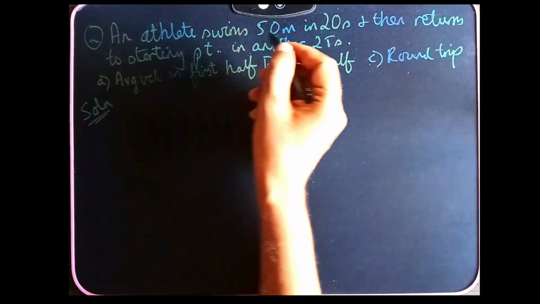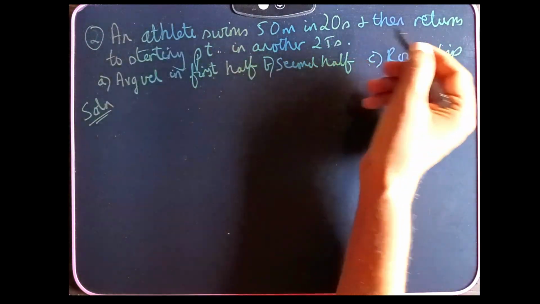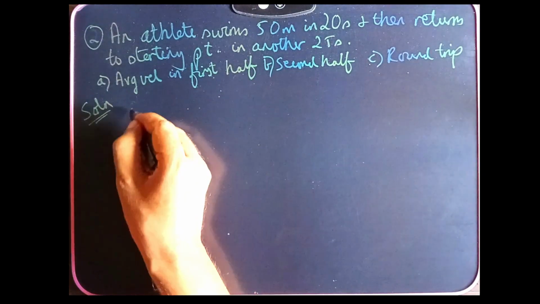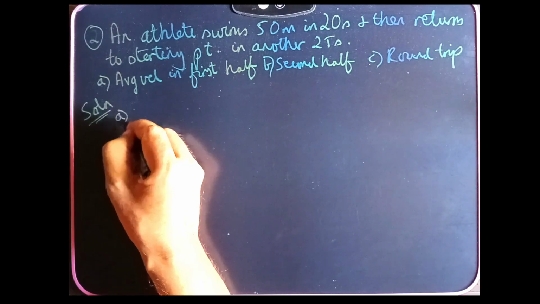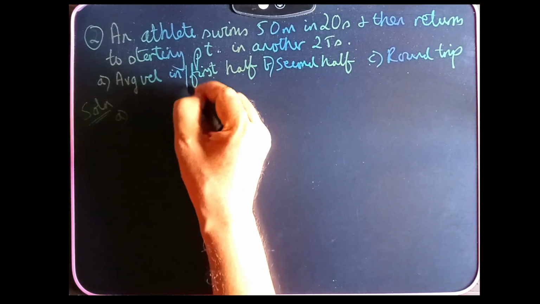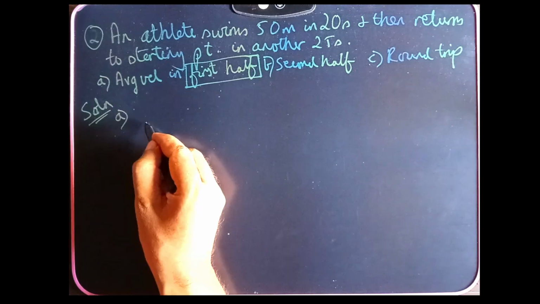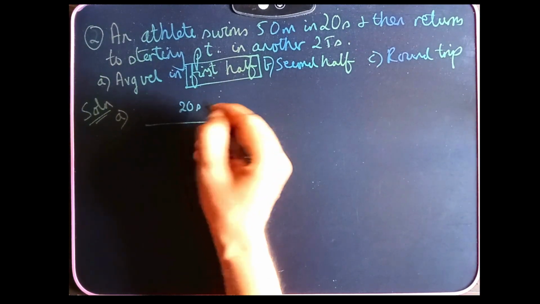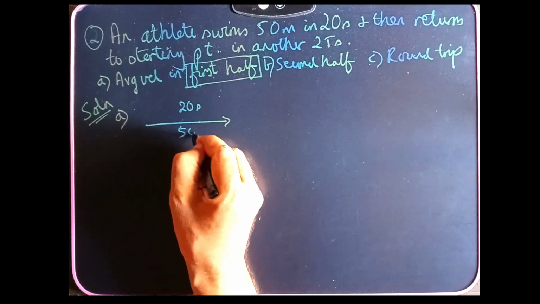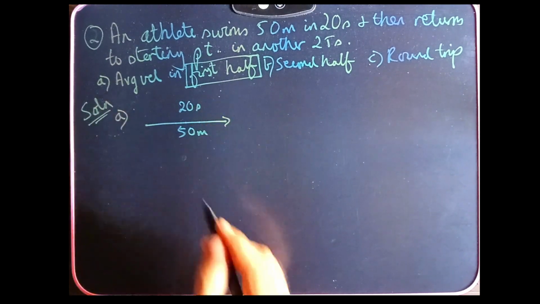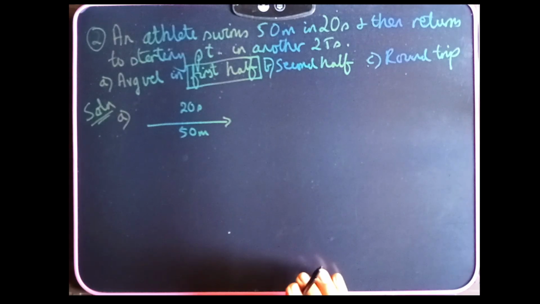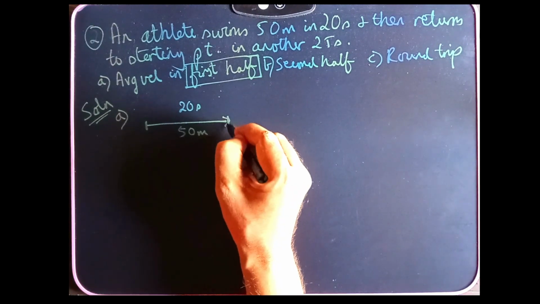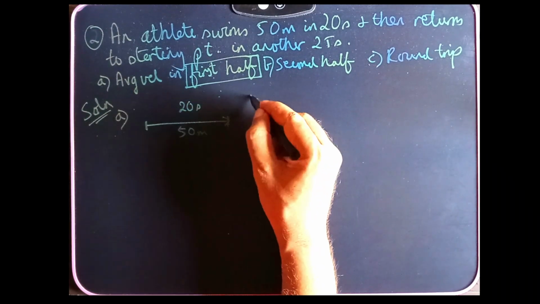What is given? Athlete swims 50 meters in 20 seconds and then returns to the starting point in another 25 seconds. That means if you want to consider the first case, it's asking average velocity in the first half. So the first half, we know it has taken 20 seconds, right? It has taken 50 meters swim in the first half, that is 20 seconds. So that means it has moved from starting point to this point. So it is asking average velocity.